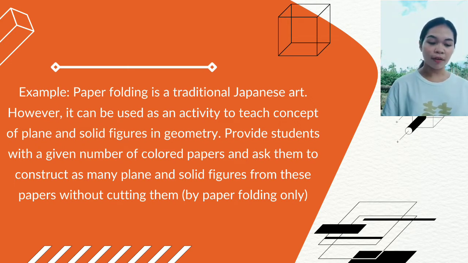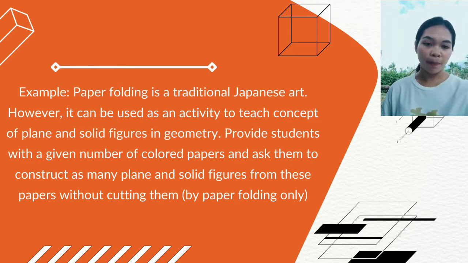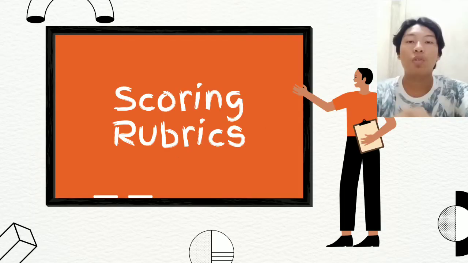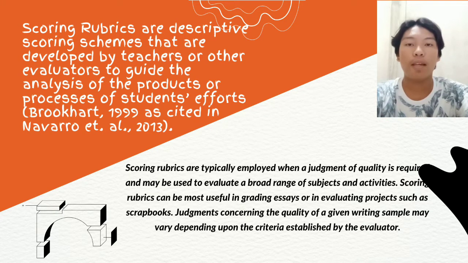Provide students with a given number of colored papers and ask them to construct as many plane and solid figures from these papers without cutting them, by paper folding only. Scoring rubrics are descriptive scoring schemes that are developed by teachers or other evaluators to guide the analysis of the product or processes of the student's effort. Assessment is focused on the final product made and on the actual performance of making the product. It aims to evaluate the results or outcomes of the students.